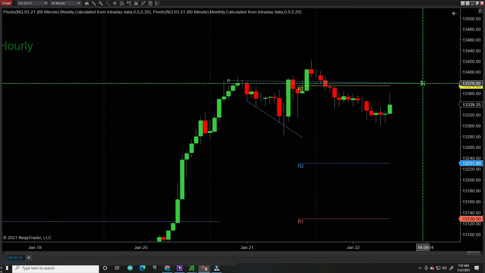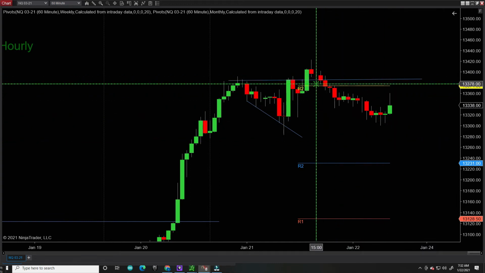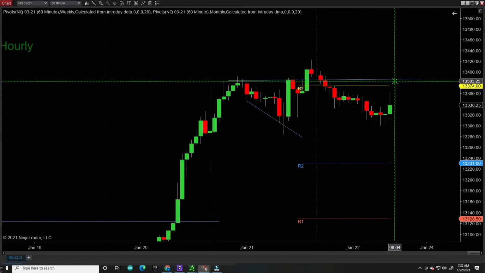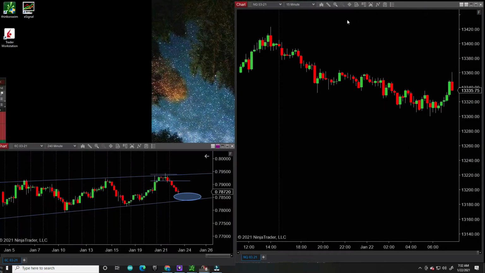Let's see here. Action coming off of the highs here. Channel. Test of the top of the channel. Action is coming down now. I need to look at the smaller chart. There could be a trade playing out right now as I'm talking here.